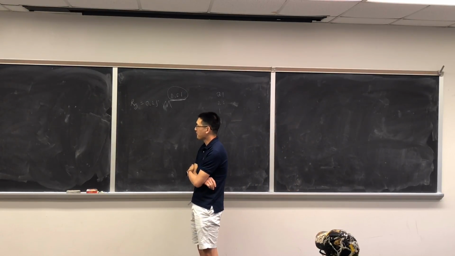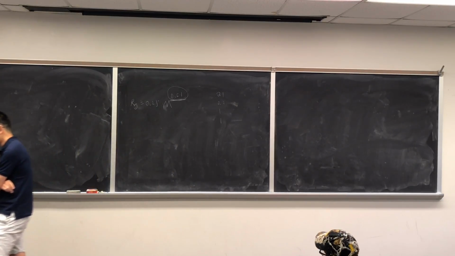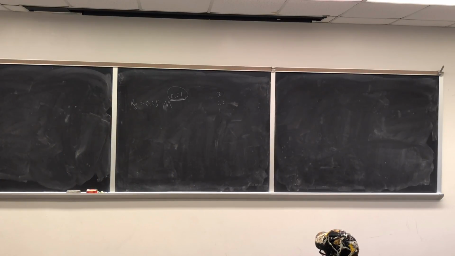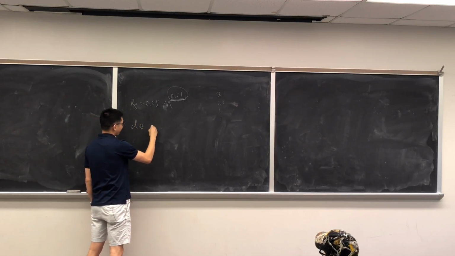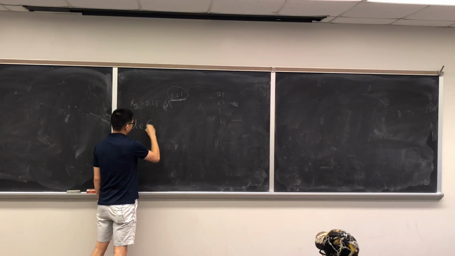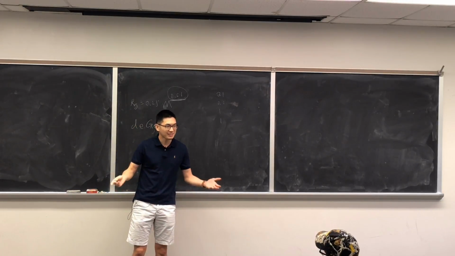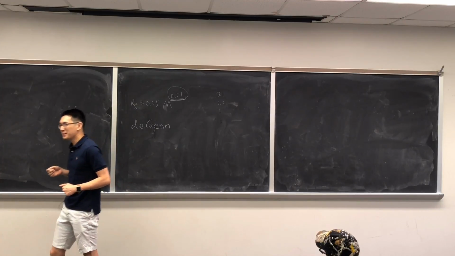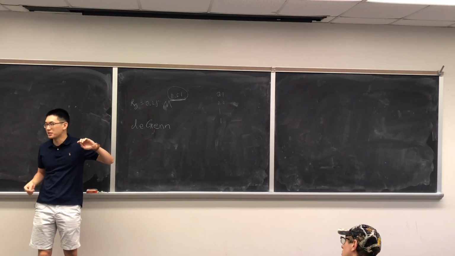Later on, there's another genius. He has a lot of interesting stories. His name is de Gennes. He actually is a French scientist. What he did is he later developed some new concepts for the polymer chain.